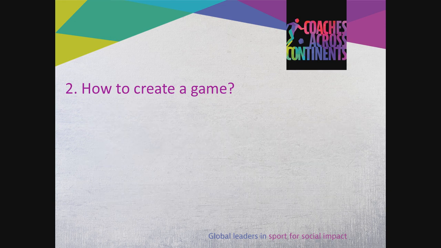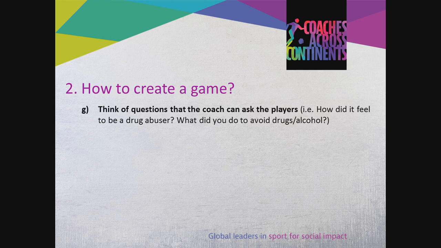Okay, now we have done the paperwork. Almost. There's one more step, a very important one, under the letter G, which is thinking of questions that the coach can ask. Or that you can ask if you are the coach. So for example, questions could be, how did it feel to be a drug abuser? If we stick with the example of alcohol and drug abuse. Or what did you do to avoid drugs and alcohol? Where did you go? And then obviously you can also relate these to real life situations, and ask, oh, where in life can you go to avoid drugs and alcohol? And so on and so on.